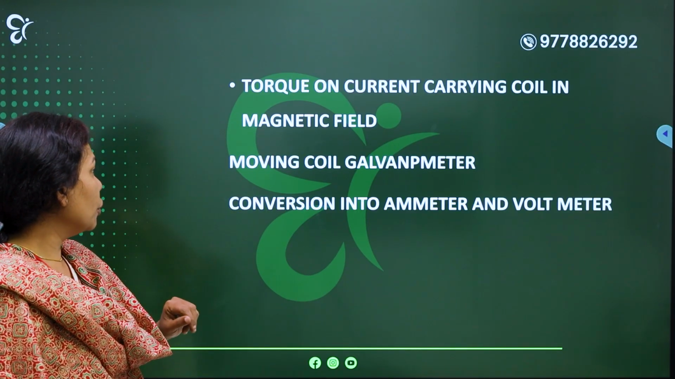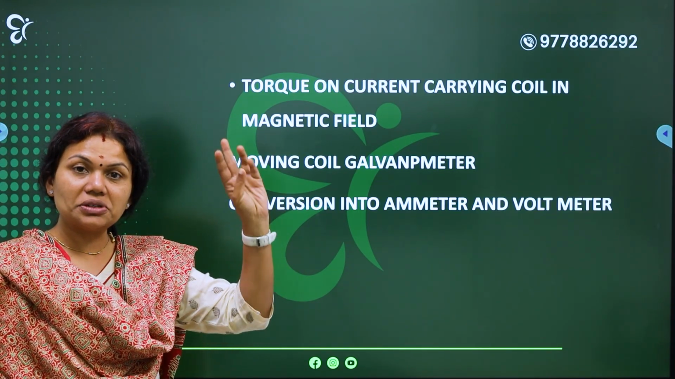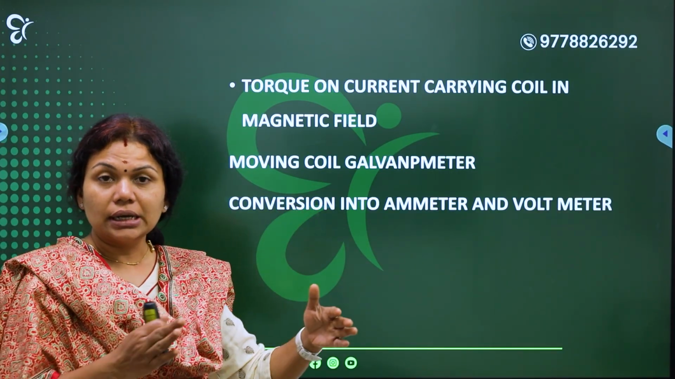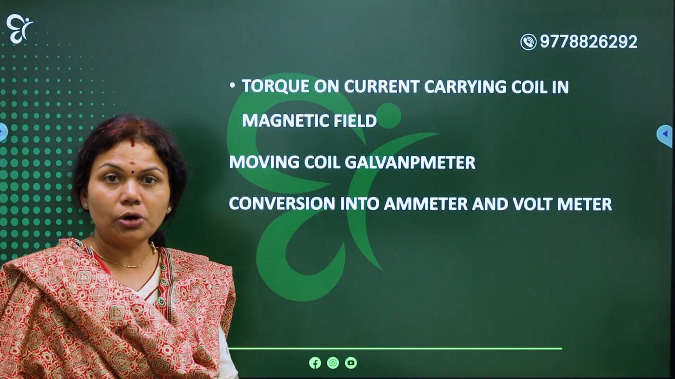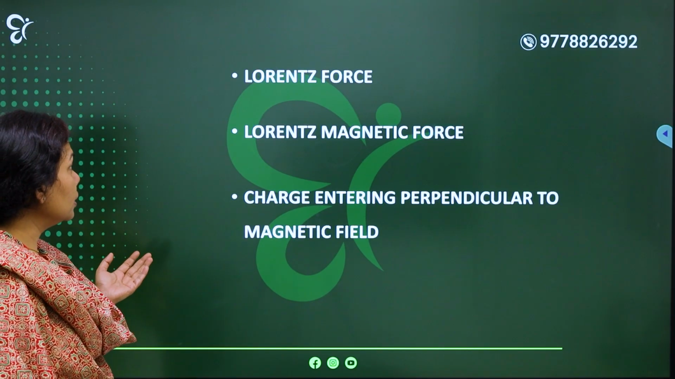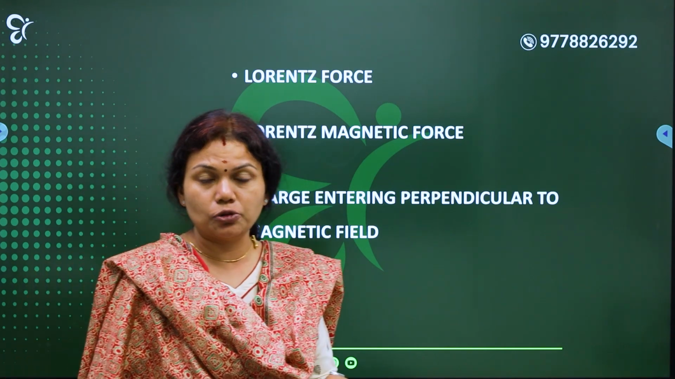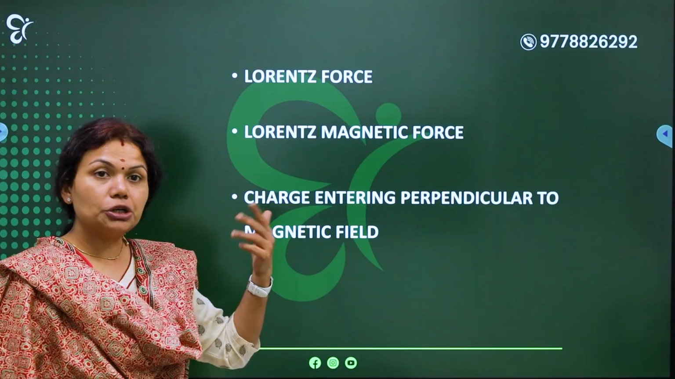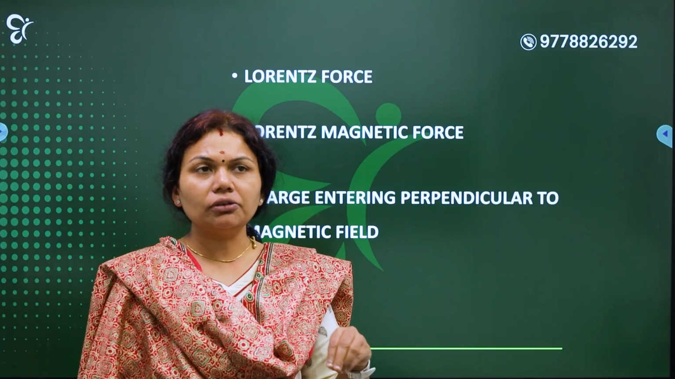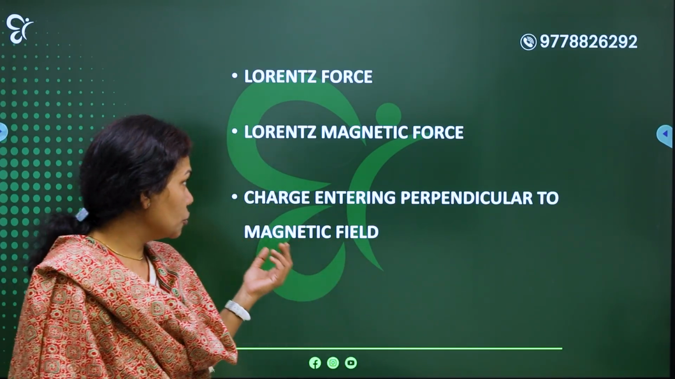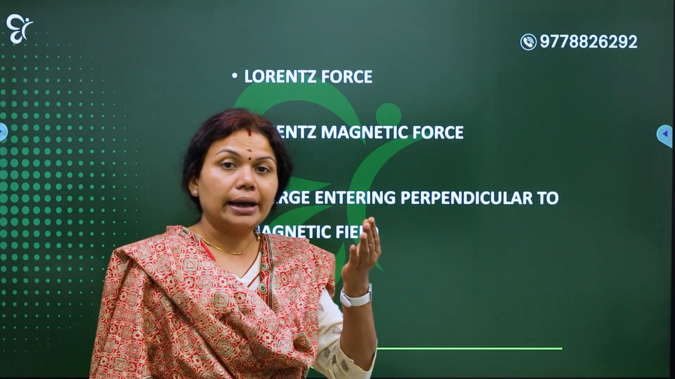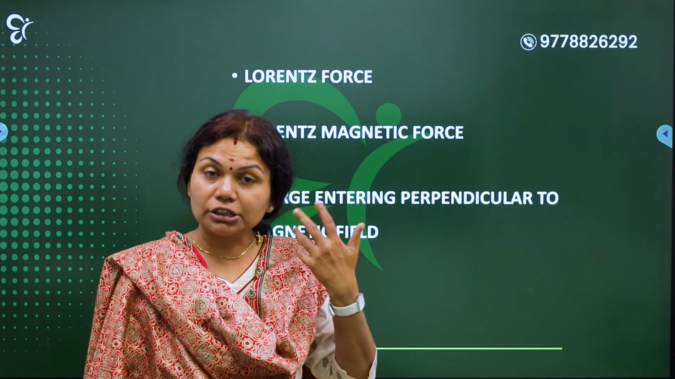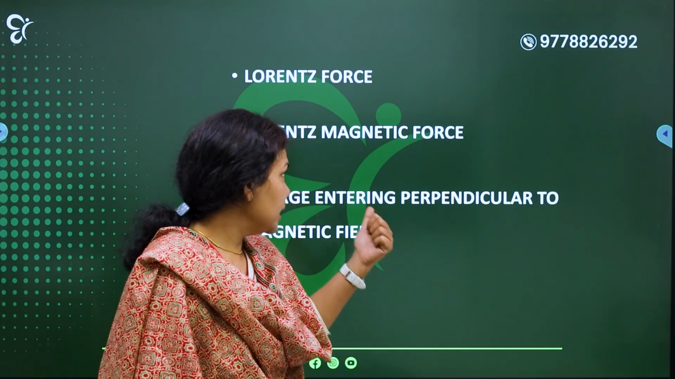So from the moving coil galvanometer, how to calculate current sensitivity, how to calculate voltage sensitivity. Then the conversion into ammeter and voltmeter, that is the calculation of effective resistance, that portion is also important. And then the Lorentz force, Lorentz magnetic force. Lorentz force is QE plus QVB sin theta. And Lorentz magnetic force is QVB sin theta. So this area is very important. Questions can be asked to find what is the force. And you should know how to calculate the cross product because direction of force can be asked. So this area is very important.